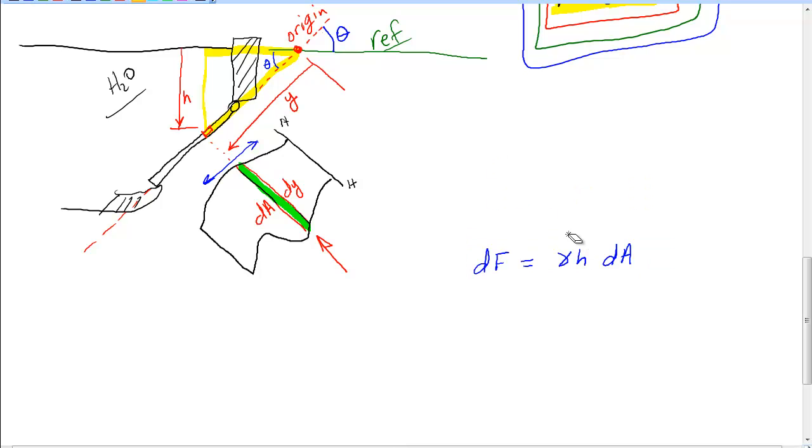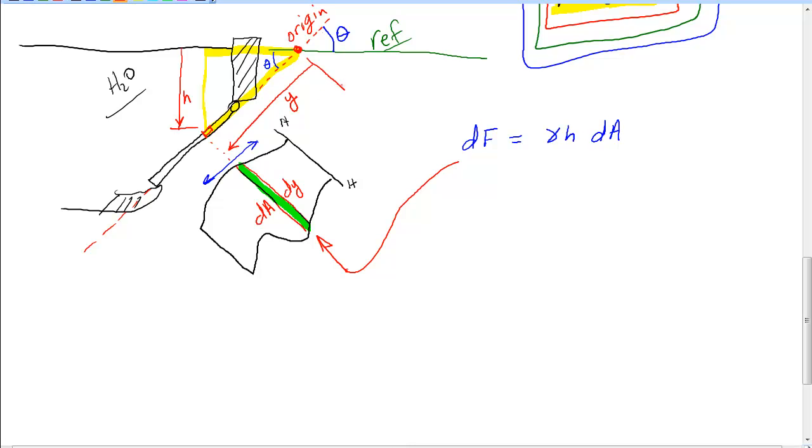And I get a little extra piece here. And then I'm going to put it in its place. So here it is. I have a little dF over here. So here's my little dF that occurs on this green strip. But I'm now interested in, what moment does it produce?